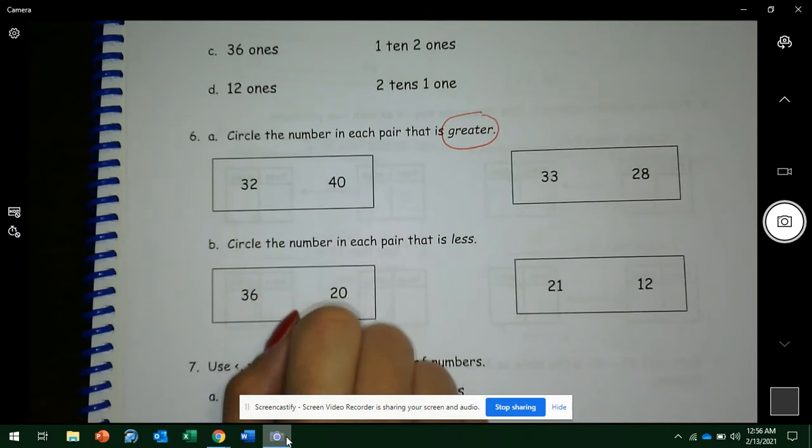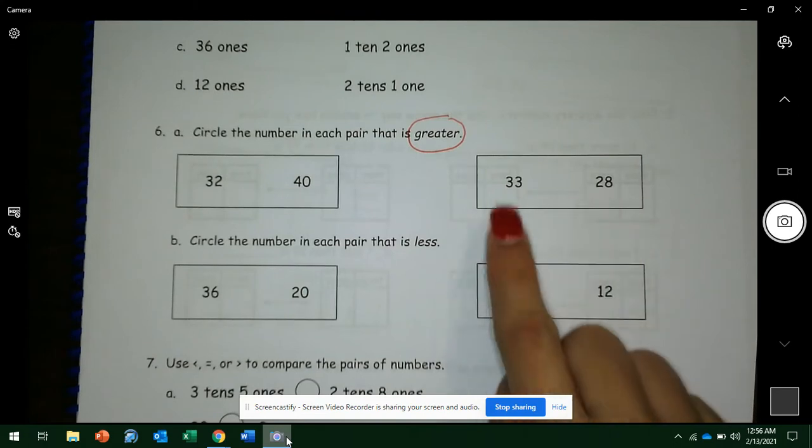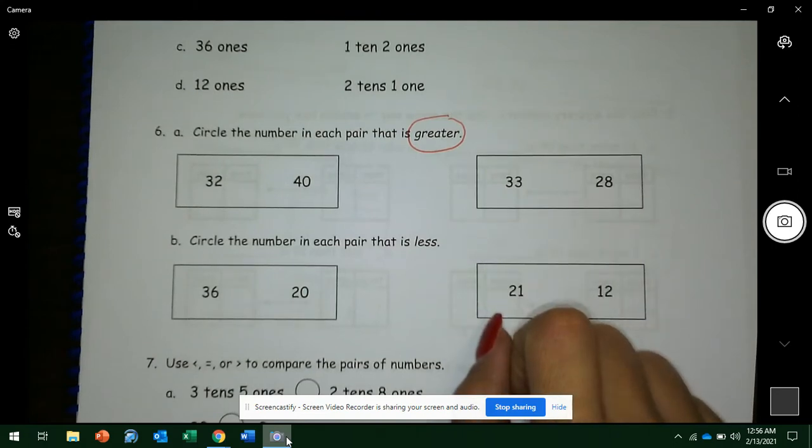Circle it. Look at the next box. 33, 28. Which number is greater? Get ready. Circle it.